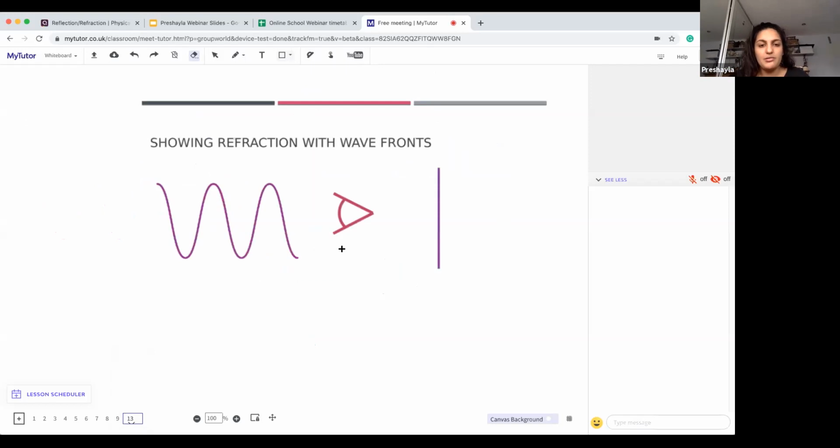Okay, so showing refraction with wavefronts. What is a wavefront? A wavefront is basically what you see if you look at a wave straight on. The wave's coming towards you and you look at it straight on. You would basically just see a vertical line. So imagine you're sat here and the wave is traveling towards you. You're just going to see a straight vertical line, and that's what we call a wavefront. It's the front of a wave.